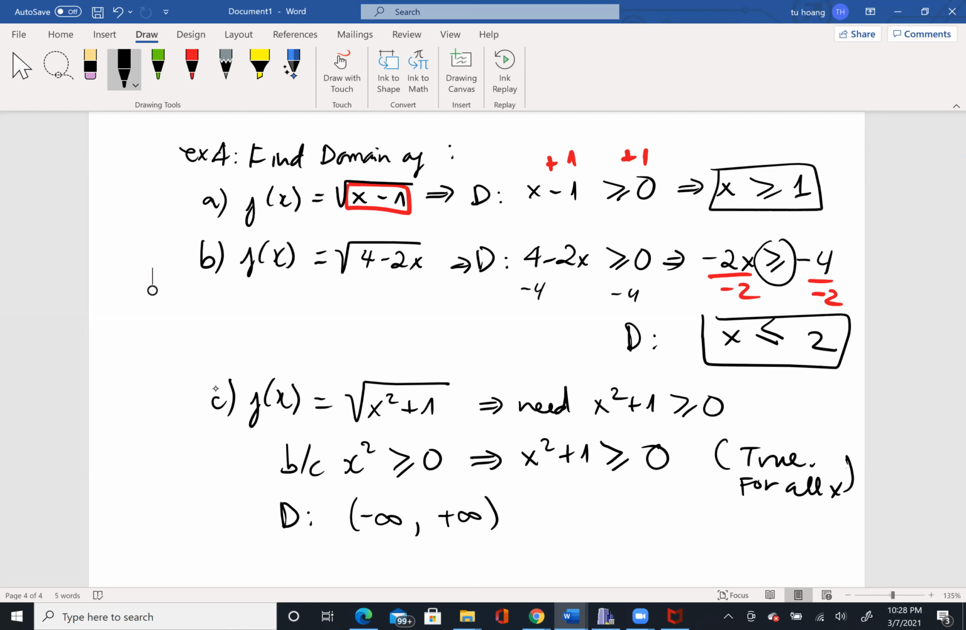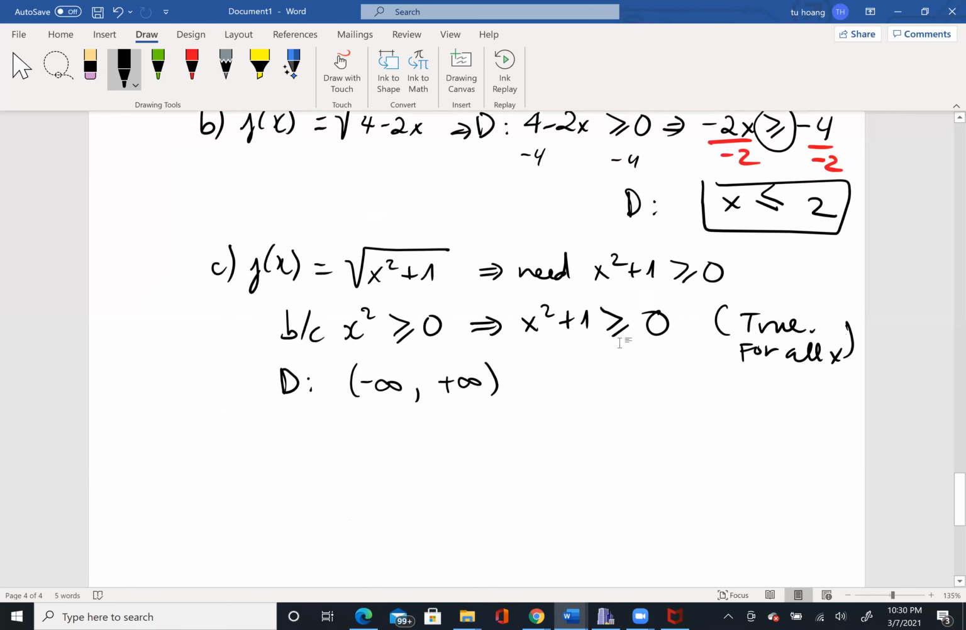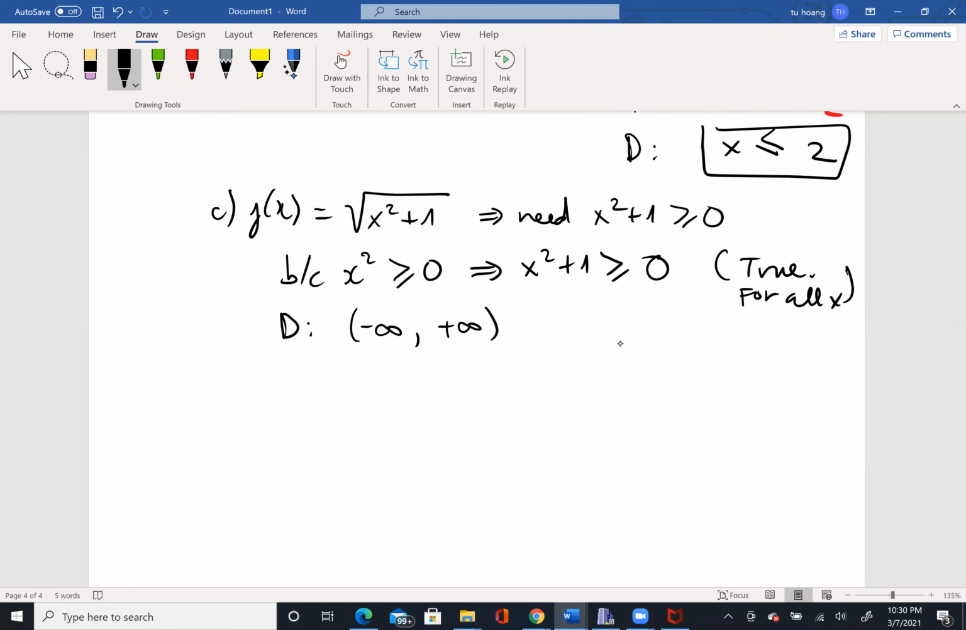Okay, so that is for the domain of a square root function. Okay, so that is for the domain of the square root function. What about the domain of a cube root function?